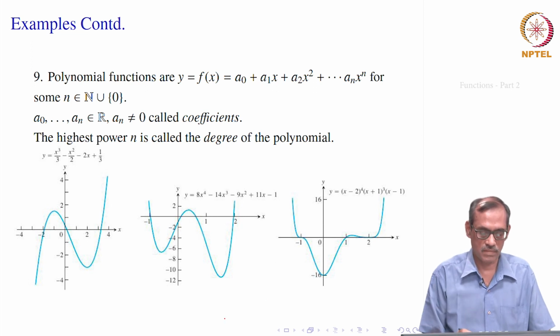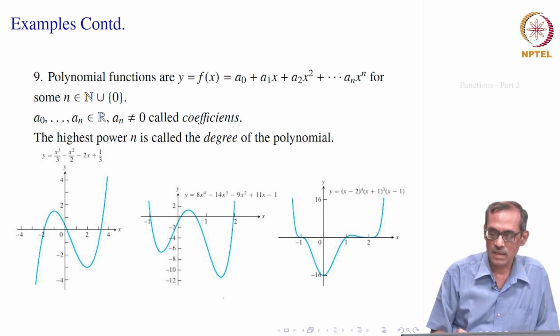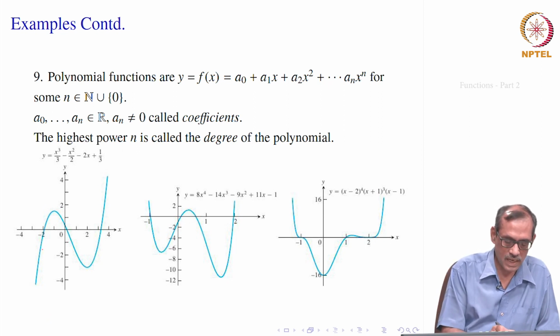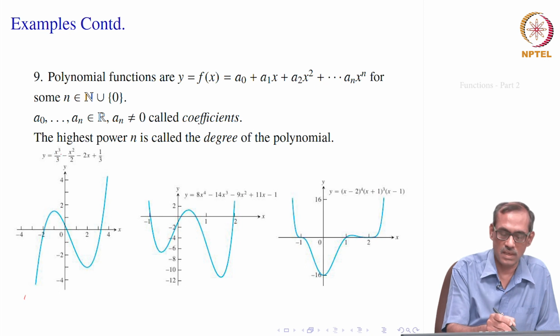So, let us see some graphs. The highest power of x, n, is called the degree of the polynomial. So, degree 0 means constant, degree 1 means linear, degree 2 means quadratic, and so on. So, the first one gives a cubic. A cubic generically looks like this, starts from this way and goes this way, where the coefficient of x cubed, that is the degree 3 term, is positive. So, it would look something like this.